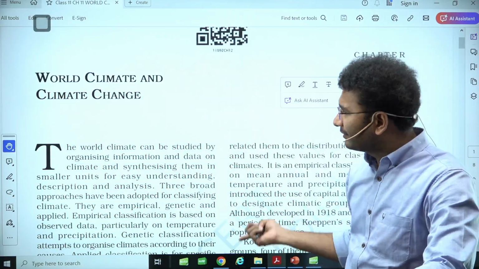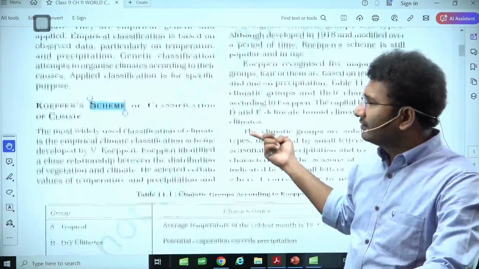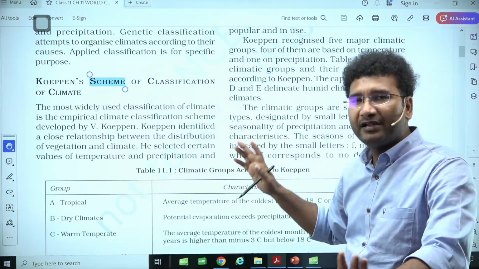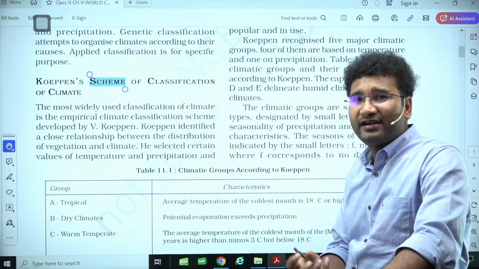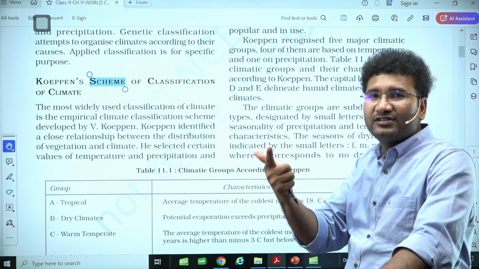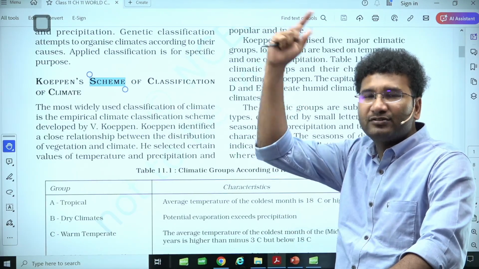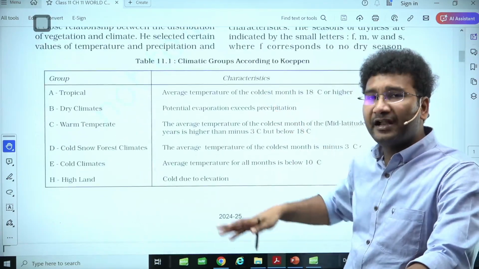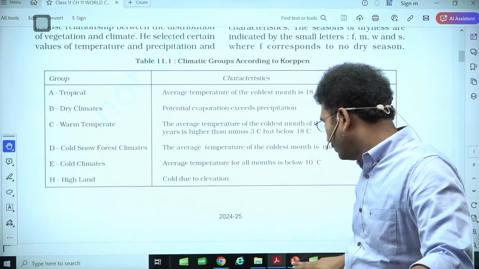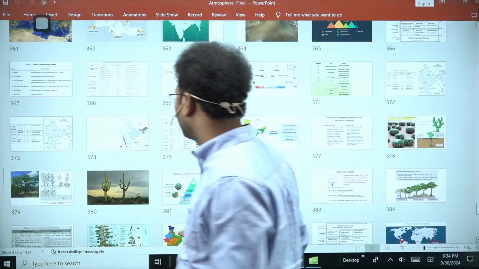So the world climate is divided by Koeppen on the basis of an empirical formula. What is empirical? Empirical means you are using data. He used the data of temperature. He also used the data of precipitation, that is rainfall, snowfall, sleet, like that. And he has divided the entire world into few different types of climates, right?